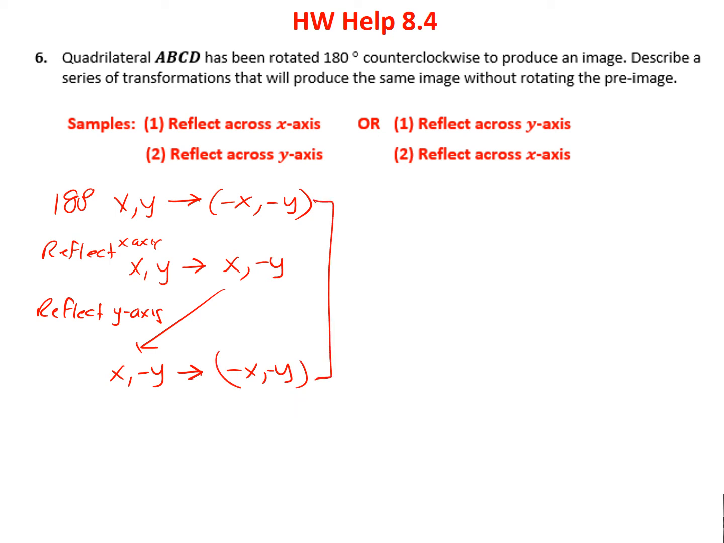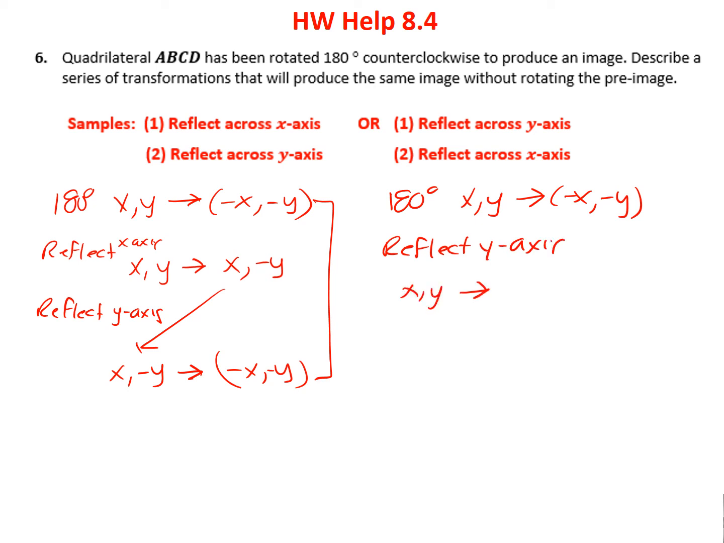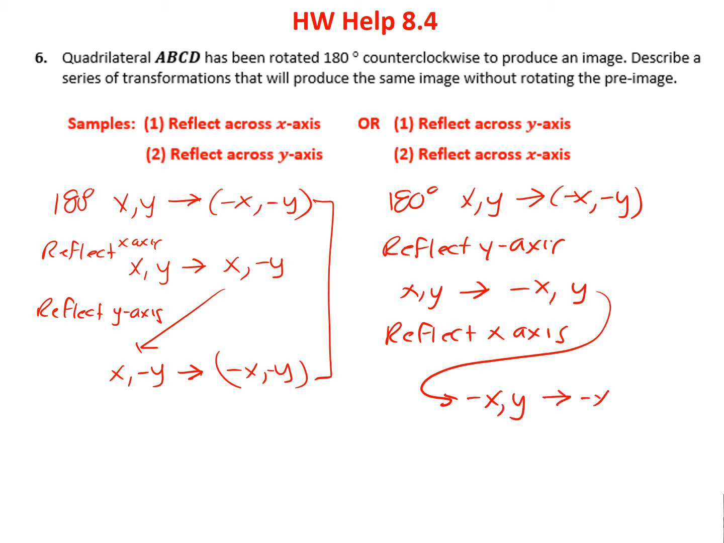And we could do the same here. 180 degrees means that (x, y) becomes (-x, -y). If I reflect first over the y-axis, then my (x, y) becomes, across the y-axis, (-x, y): the x changed and the y stays the same. But then when I reflect across the x-axis, putting this in here, the x stays the same, minus x, and the y changes. So once again, we end up with the same thing. So two reflections, reflecting over the x and over the y, is the same as rotating it 180 degrees.